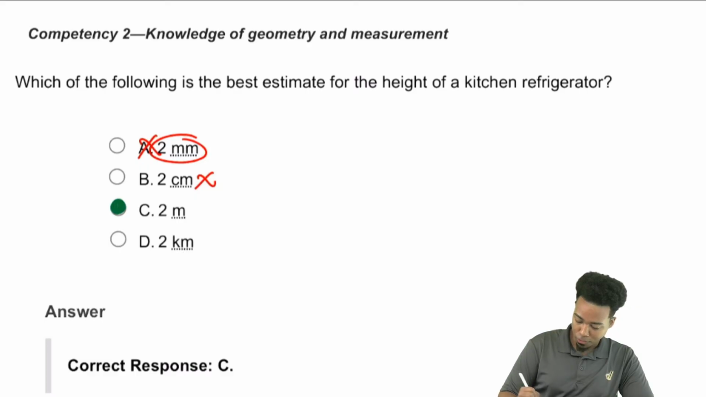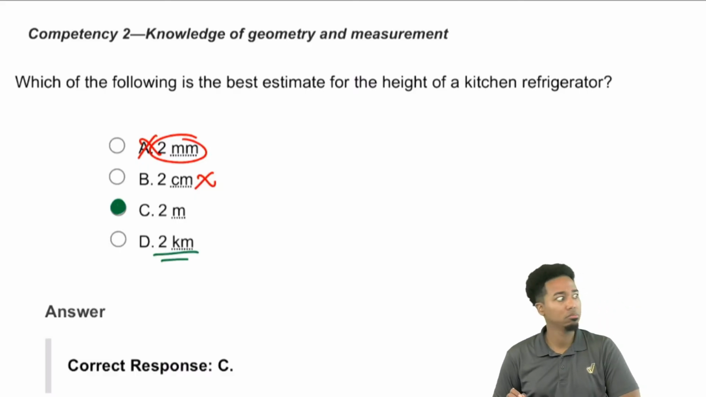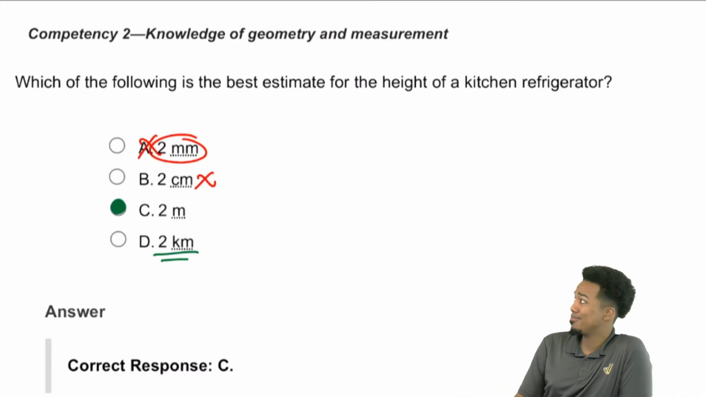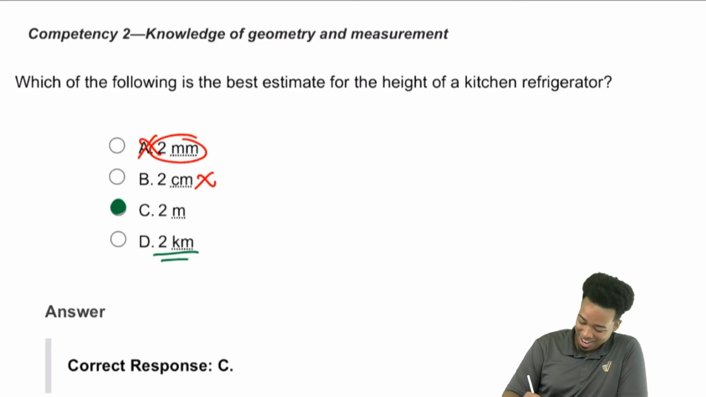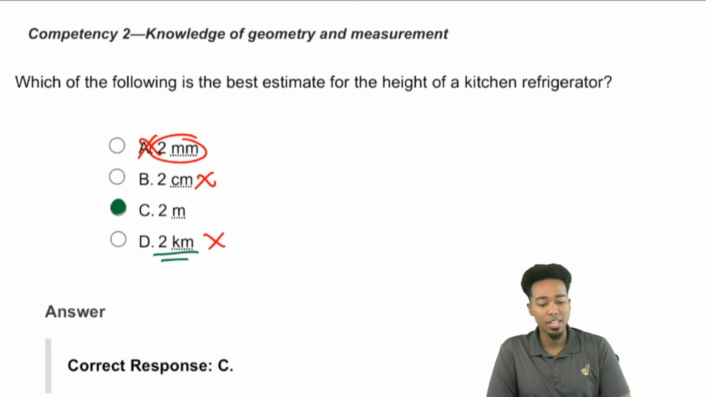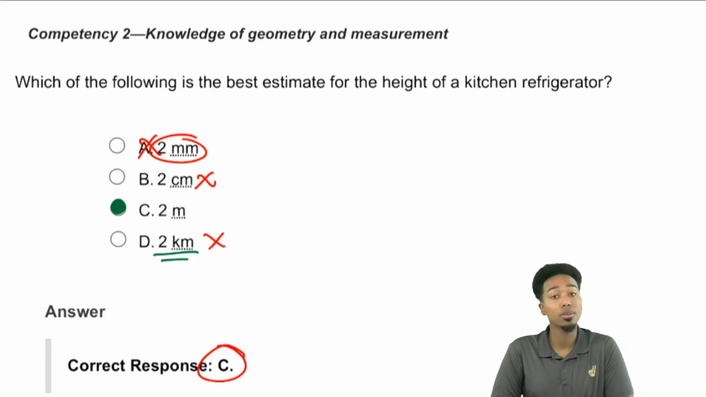Now, do you think a refrigerator is 2 kilometers? 2 kilometers? Are you serious? 2 kilometers is maybe somewhere around 1.5 miles. Obviously, refrigerators are not made to be 1.5 miles long. I don't even know if one such type exists. And so with that, that's going to be gone right there. The answer will be C, as we've shown right there.